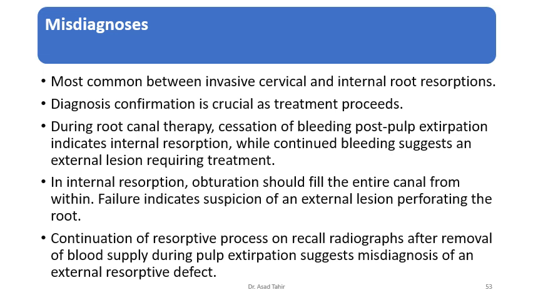Diagnosis confirmation is crucial as treatment proceeds. During root canal therapy, cessation of bleeding post-pulp extirpation indicates internal resorption, while continued bleeding suggests an external lesion. In internal resorption, obturation should fill the entire canal from within. Failure indicates suspicion of an external lesion perforating the root. Continuation of the resorptive process on recall radiographs after removal of blood supply during pulp extirpation suggests misdiagnosis of an external resorptive defect.